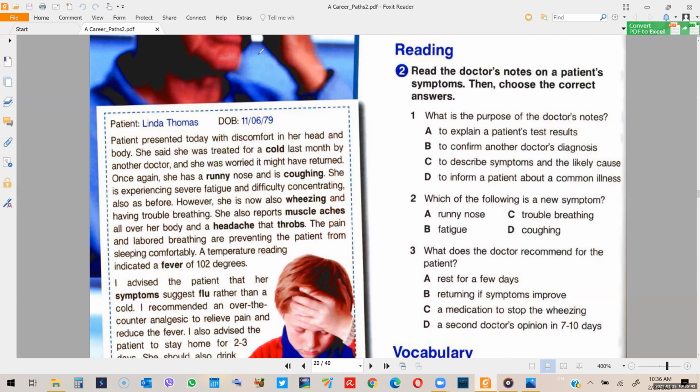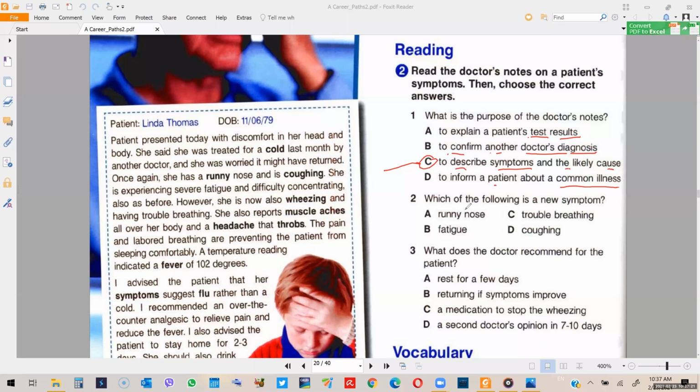Number one, what is the purpose of the doctor's notes? So what is the purpose? Is it to explain patient's test results, or to confirm another doctor's diagnosis, or to describe symptoms and the likely cause, or to inform a patient about a common illness? So the answer is number C, to describe symptoms and the likely cause.